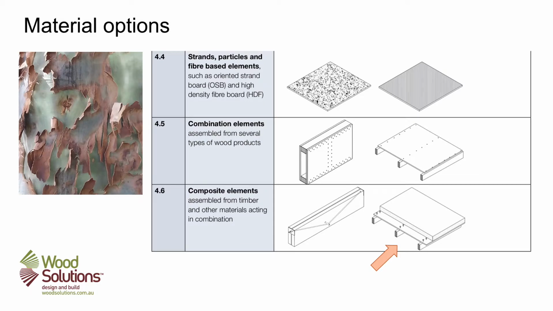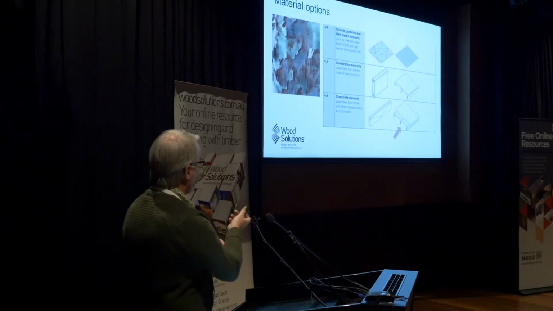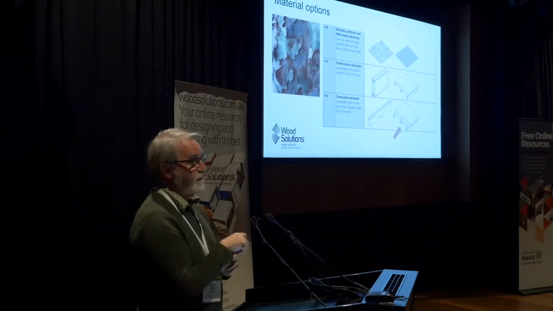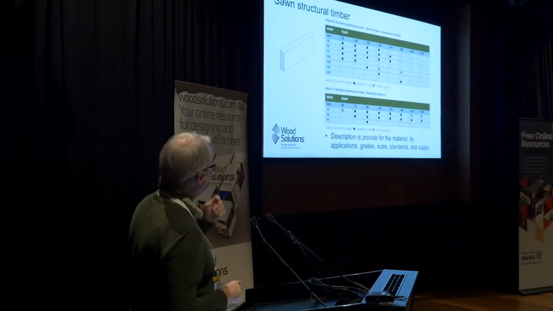We've got strand-based products, combined elements where we've got one lot of wood type going with another lot of wood type, and composite elements where we've got things like there at the bottom where we've got timber, maybe sawn timber. We've then got a sheet material which might be plywood or OSB or particle board even, and we're then putting concrete on the top of it. So we've got a range of different materials going in at the same time.